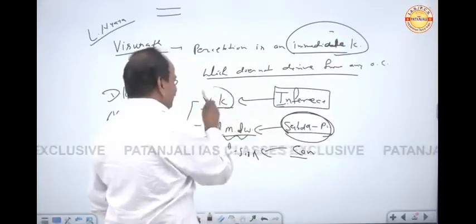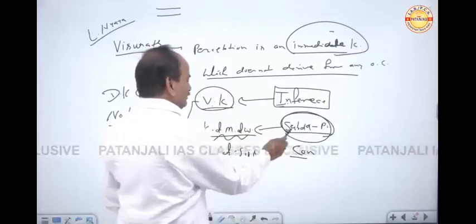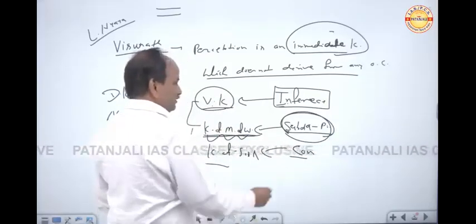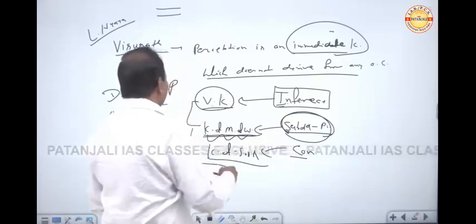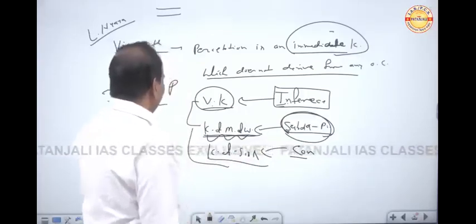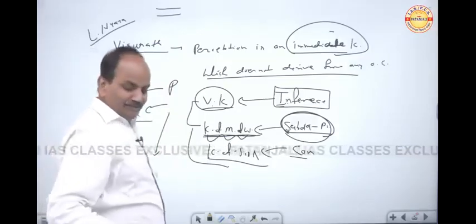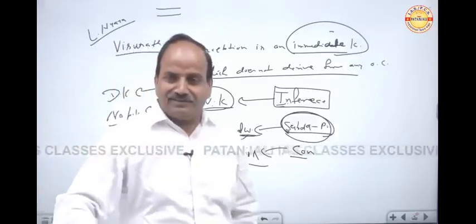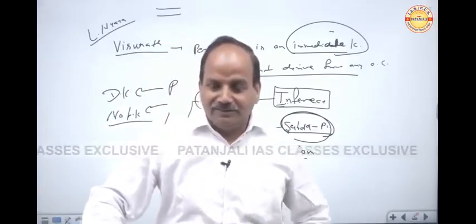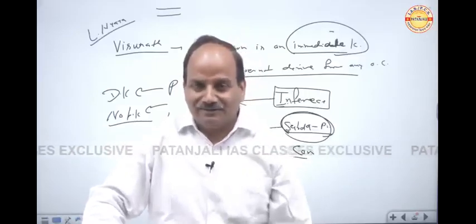Inference derived from vyapti gyan. Sabd pramana requires this one. Comparison requires this one. Perception is a direct knowledge. This one is the modification. It's a direct knowledge. It is defined by Gangesh as pratyakshasya sakshatkaritvam lakshanam. Perception is a direct knowledge.